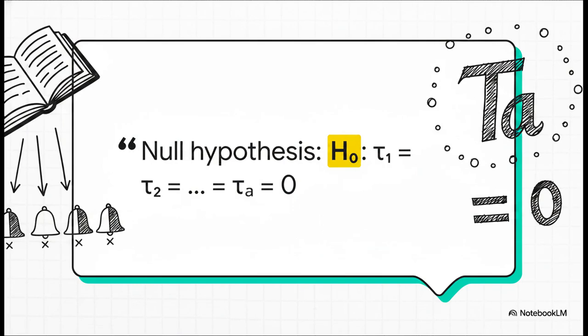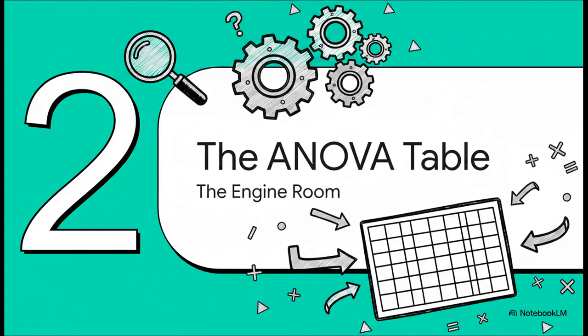And if you look in the Montgomery textbook, you'll see this written in a more formal, statistical way. It uses the Greek letter tau for what it calls the treatment effect. So when it says the null hypothesis is that all the taus are equal to 0, that's just the fancy way of saying that none of the treatments have any effect, which means, you guessed it, all the population means are equal.